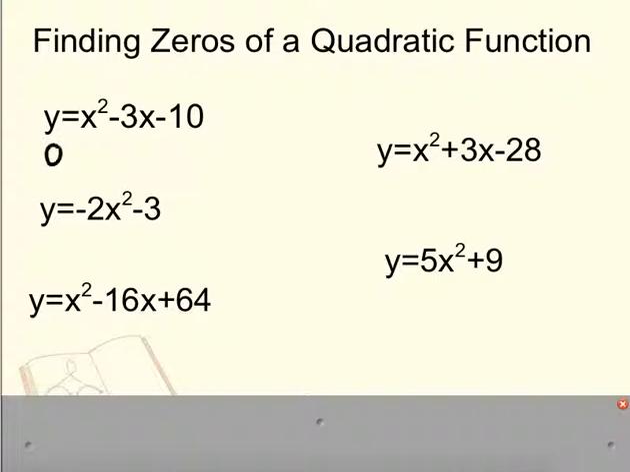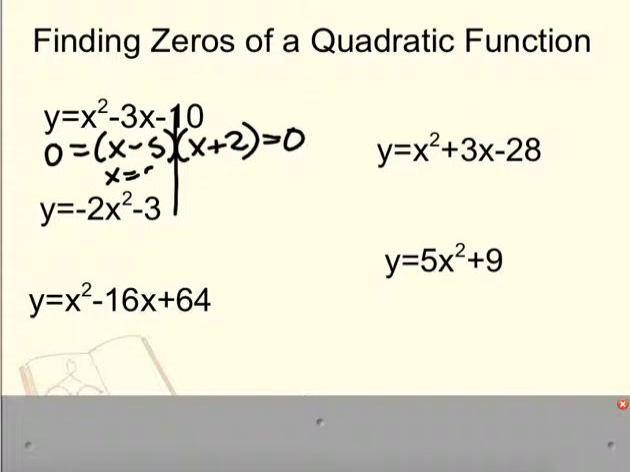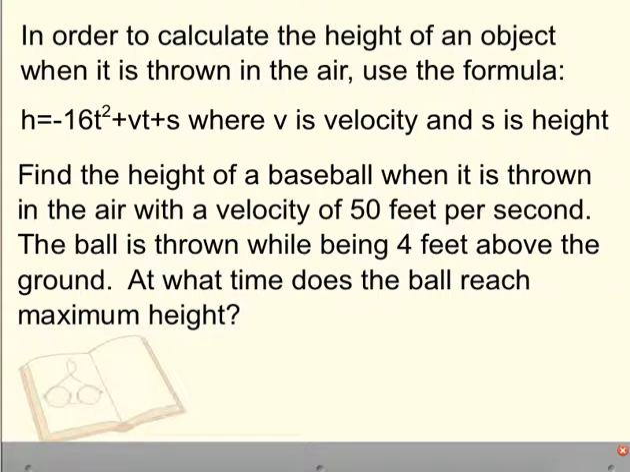If we have 0 is equal to x minus 5 times x plus 2, that means I can say, all right, this left side has to equal 0, this right side has to equal 0, so x could be 5 or x could be negative 2. All right, so you can try these with some of these other ones as well, and you can also practice it using your calculator to find those x-intercepts.